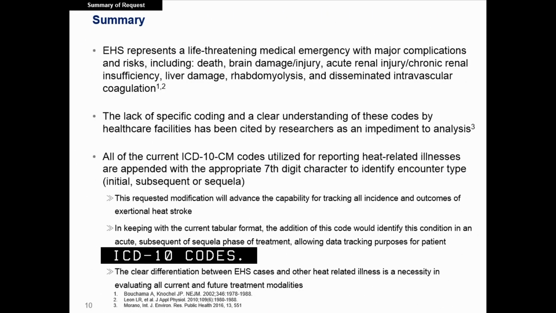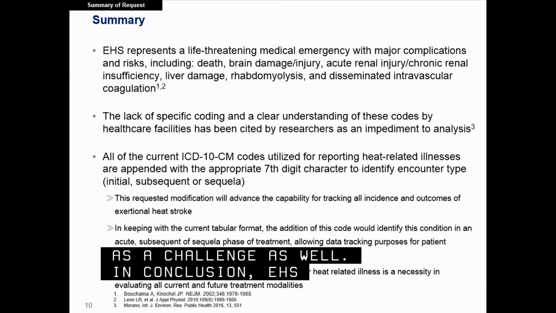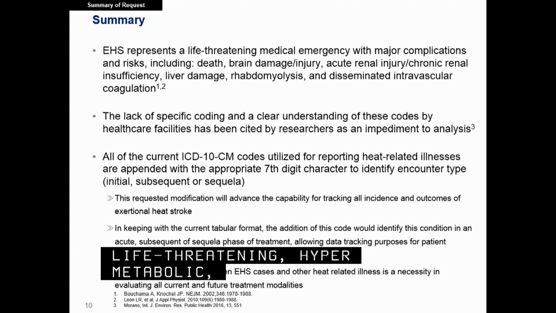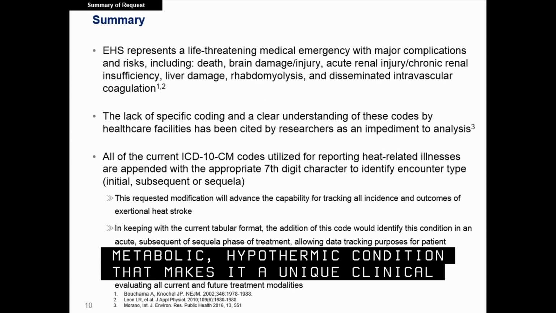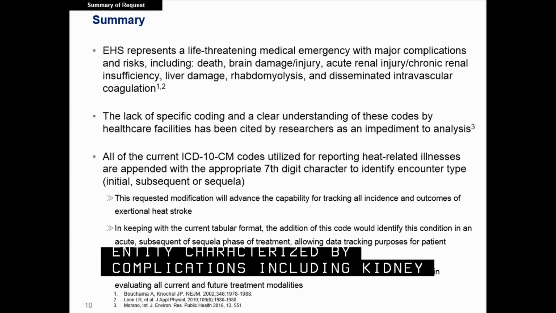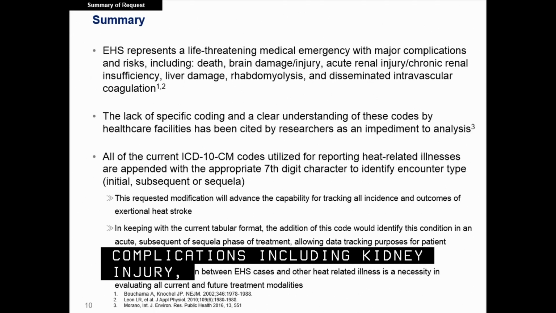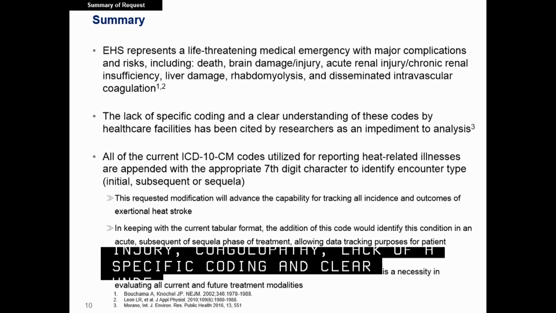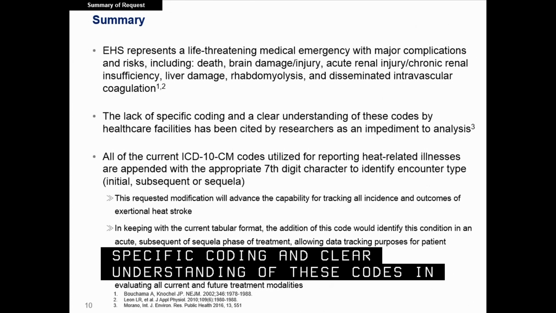So in conclusion, EHS is a life-threatening, hypermetabolic, hyperthermic condition which makes it a unique clinical entity characterized by major complications including death, brain injury or damage, kidney injury, rhabdomyolysis and coagulopathy. The lack of a specific coding and a clear understanding of these codes by healthcare facilities has been cited by researchers and clinicians as an impediment to analyzing and better understanding the disease state.